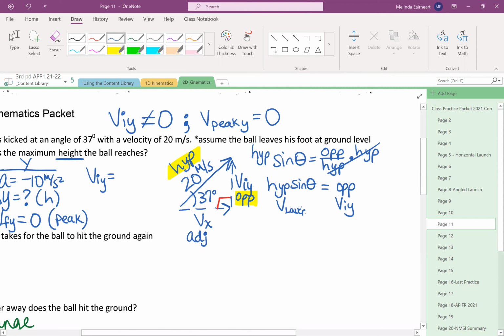or just initial speed, times sine theta, okay? And I'm going to highlight that one. That's a very common starting point.